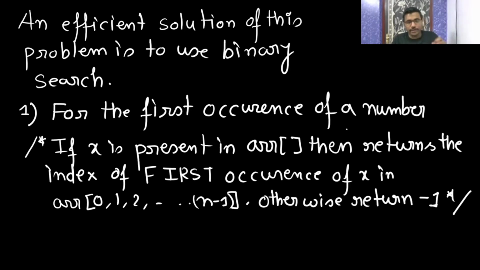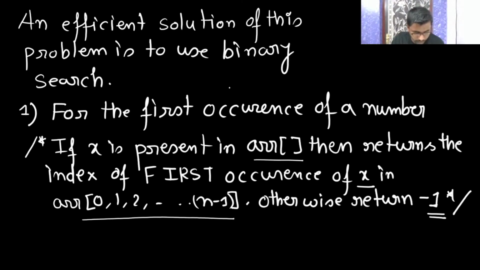I am going to write two functions. One function is going to give me the first occurrence of the element. So it is saying that if x is present in the array, then return the index of the first occurrence of x in the array 0 to n minus 1. Otherwise you return minus 1. Is it clear? Can I go to the next slide? Now I will write the code. So I have told you the problem statement. Understood? Anyone having any doubt? Is it clear? Now write the code.